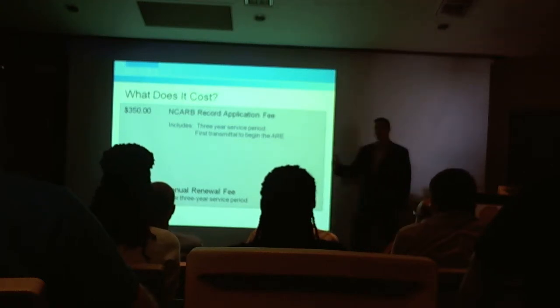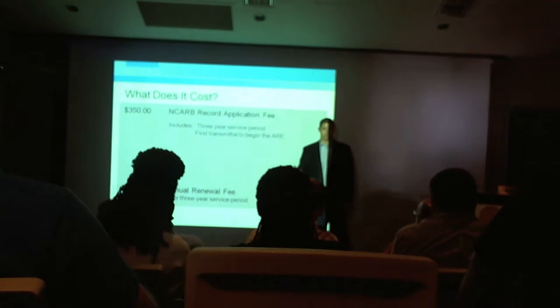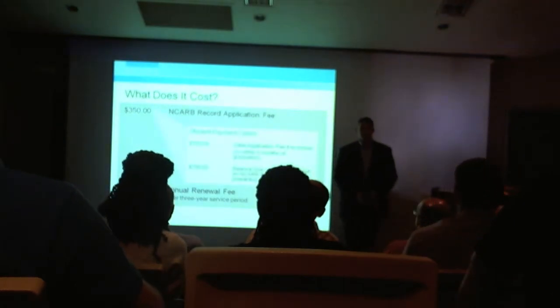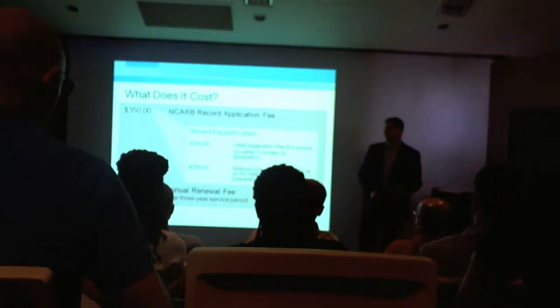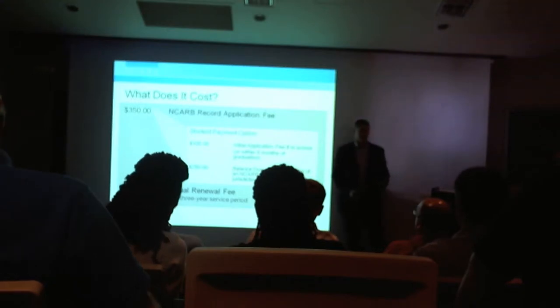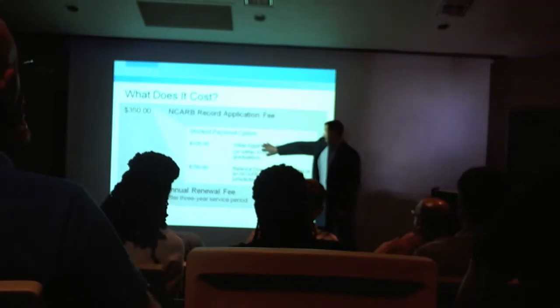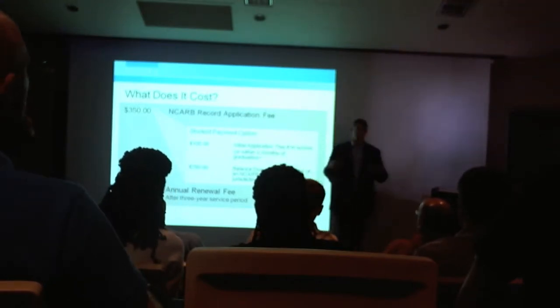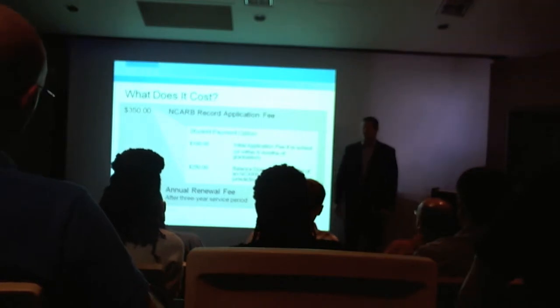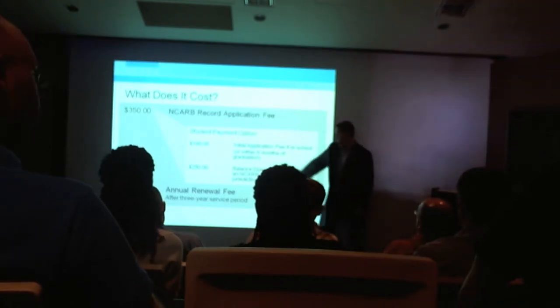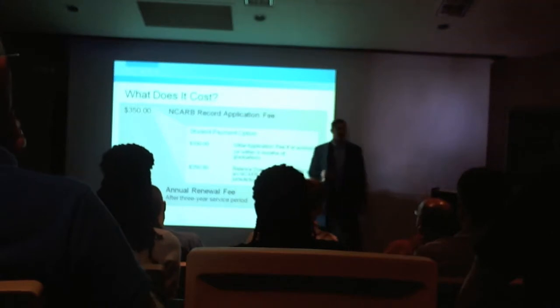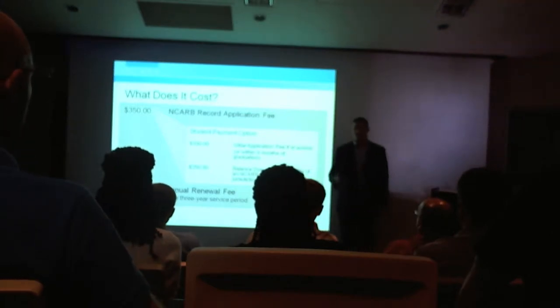However, all of you guys are eligible right now to start this process, and we want you to start the process. So there is a student payment option, which hopefully makes it a little bit more palatable. Okay? You can pay $100 up front. It gives you full access to putting in your IDP hours and everything like that. And you pay the balance of $250 whenever you're ready to take the test, which is the ARE.